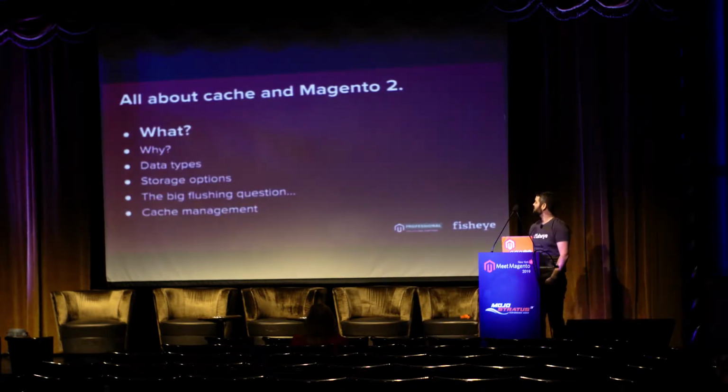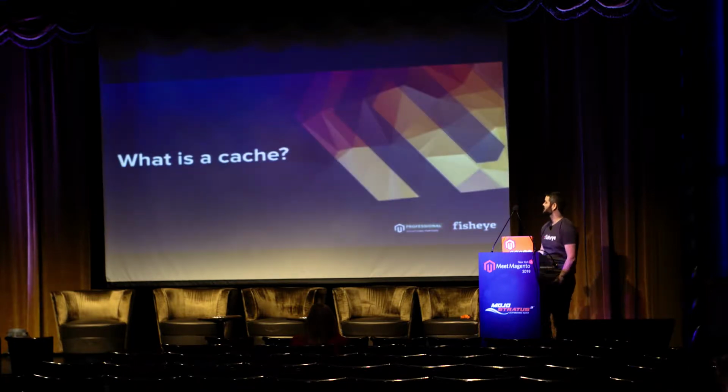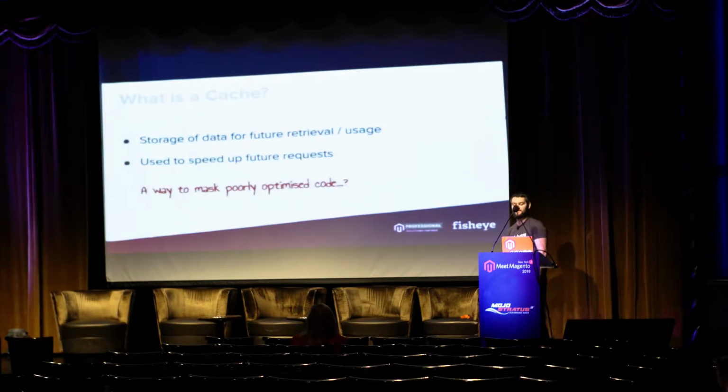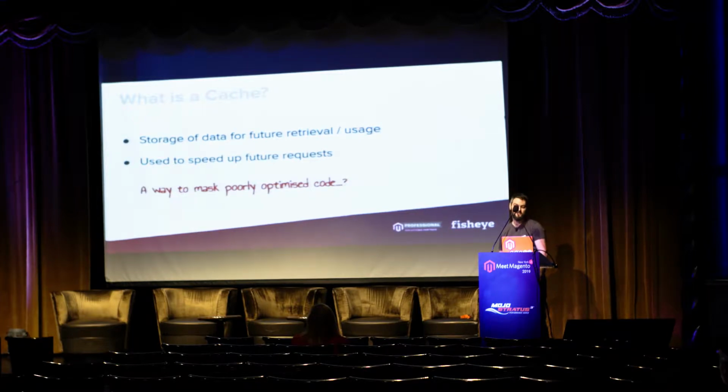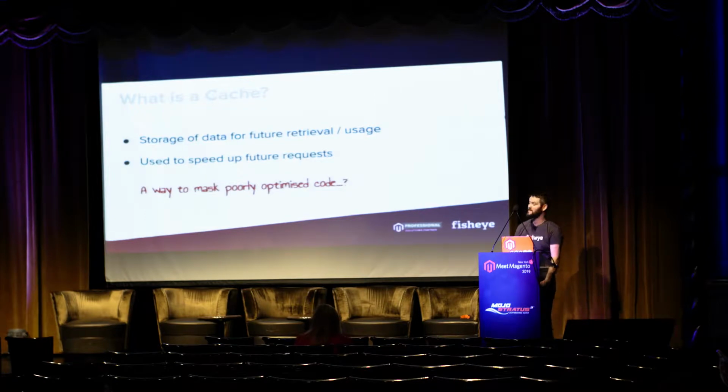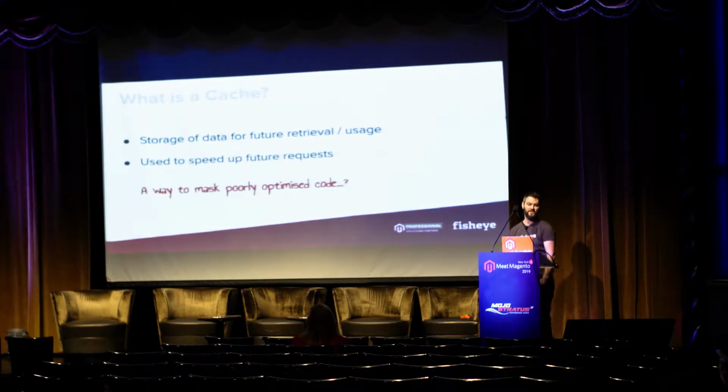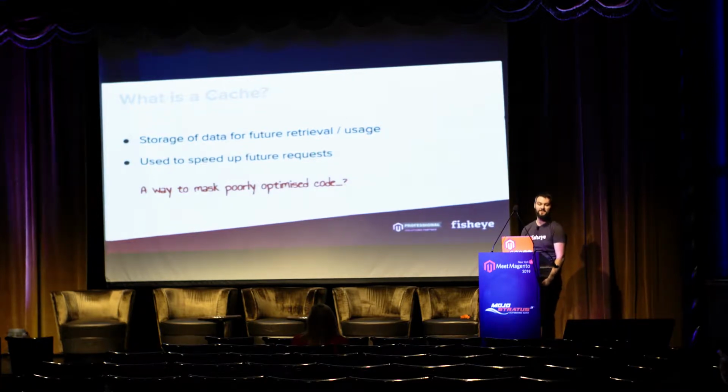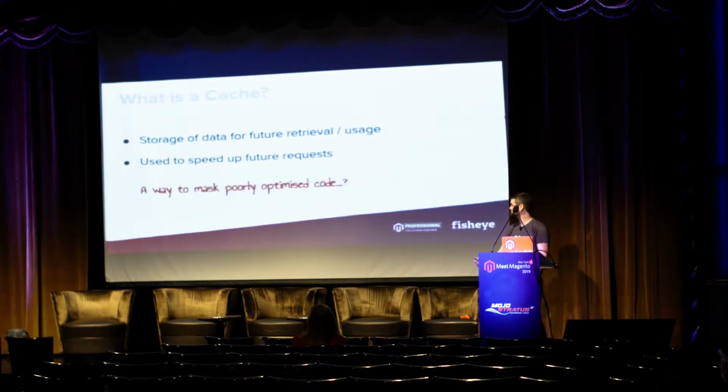Okay, so caching in Magento 2. So what is a cache? Essentially, it's the storage of data for future usage or retrieval. So something might be expensive or timely to calculate and output. We're going to save that to store and output later, so we save time. It's also been known to mask poorly optimized code. Loading Magento product models in a loop and then caching the output of a template file is not a good use of caching, for example.